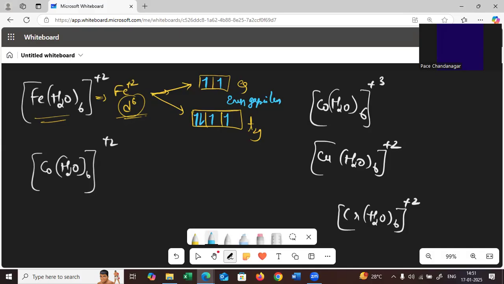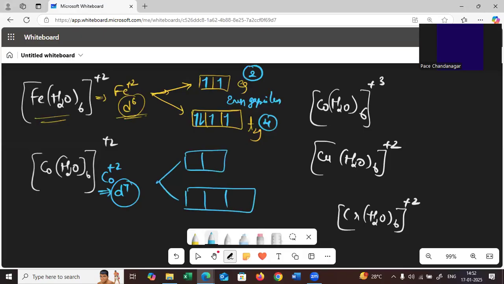So in T2g you have 4 electrons here, and in Eg you have 2 electrons. And similarly, go on with cobalt +2. Cobalt +2 will be having d7. So d7, same thing again.